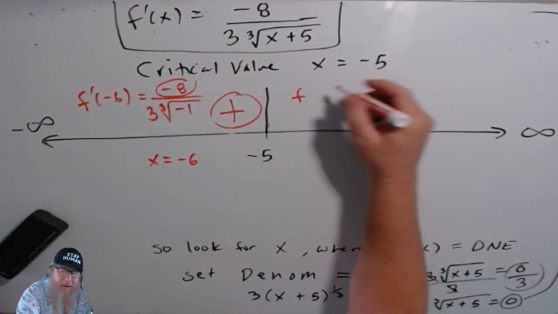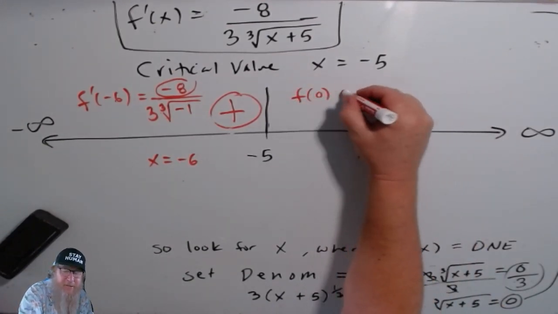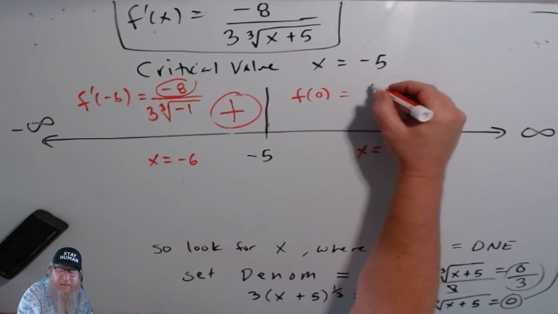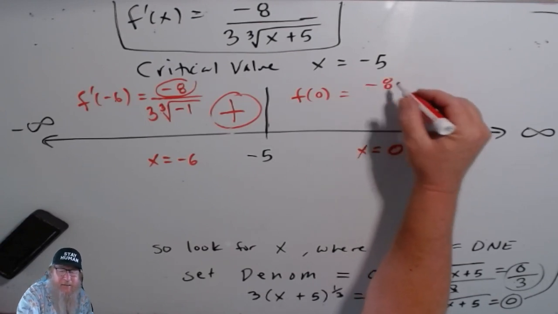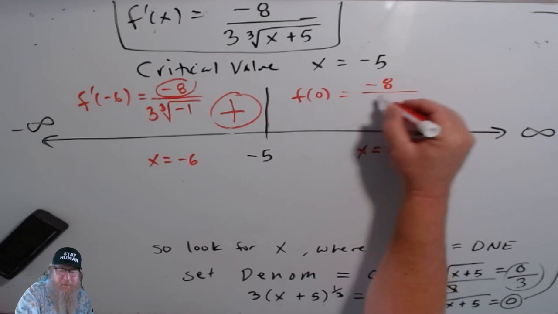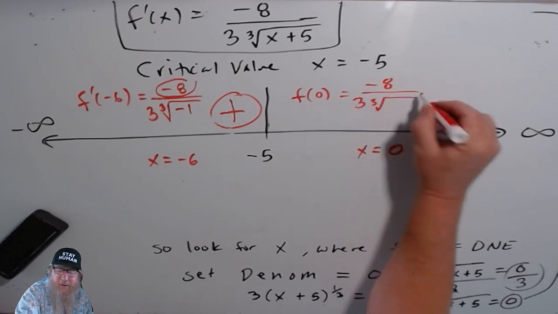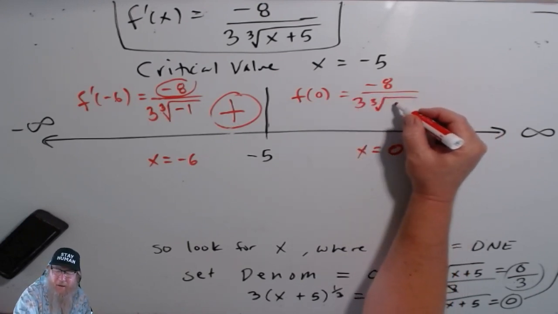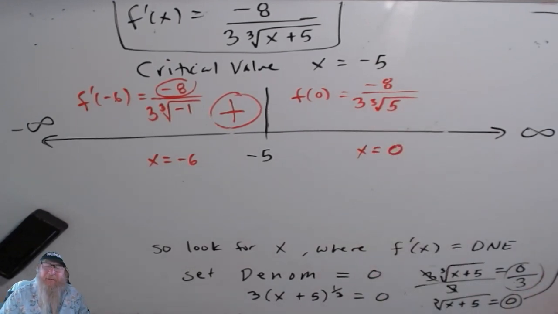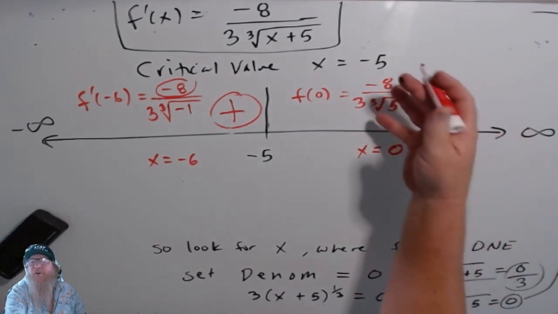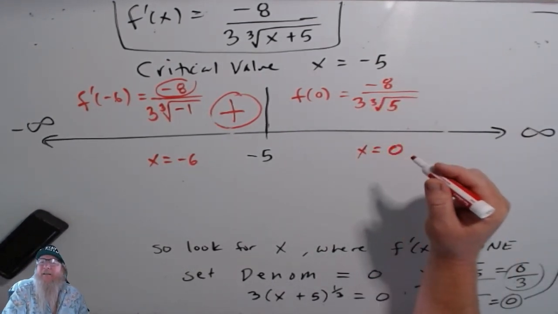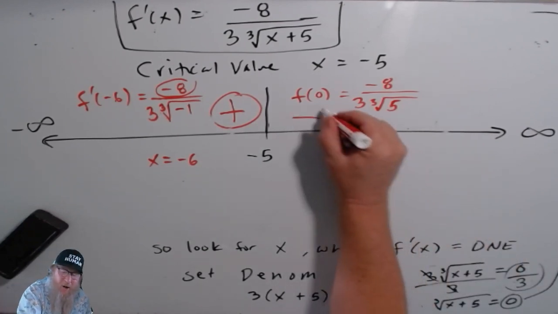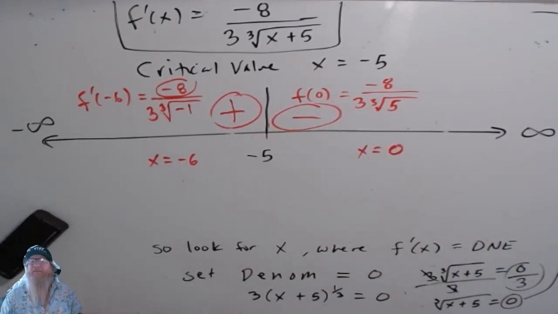So over here, f prime of 0 is negative 8 over 3 times the cube root of 5. And again, you don't have to put this into your calculator. You don't care what it is. All you care is that it's negative.